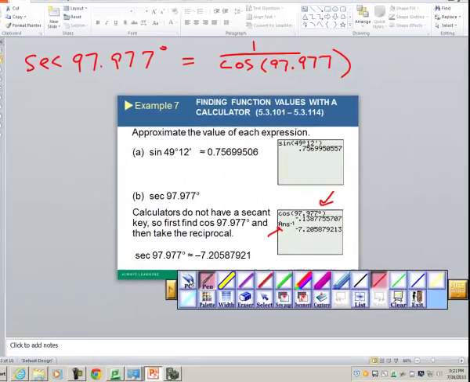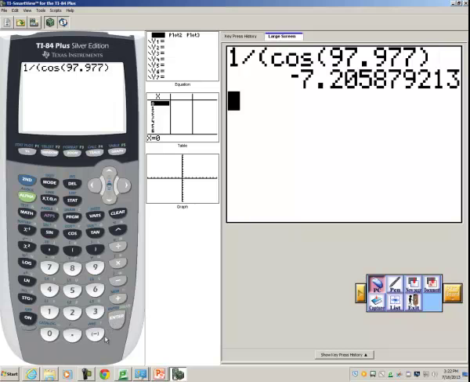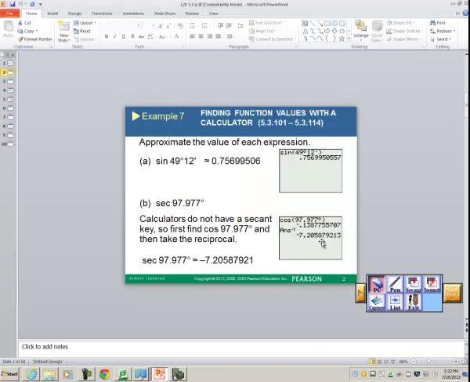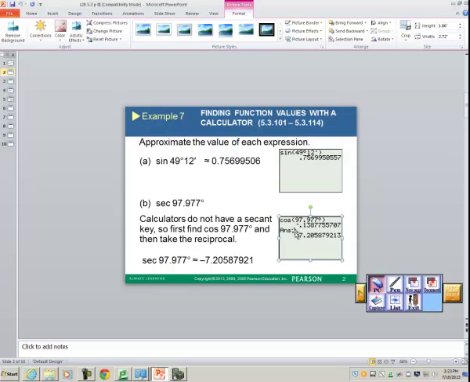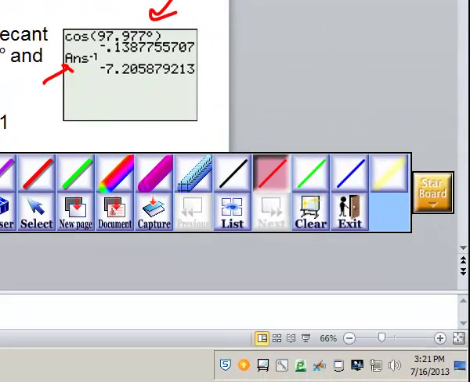All right, so let's try that. So we put in here 1 over, and then I always like to use the parentheses, cosine 97.977. Hit enter, and there it is. Negative 7.2587. That's the same answer that we get here. I think it's a little bit easier to use that 1 over. Okay, I think that works easier. All right, questions with that?